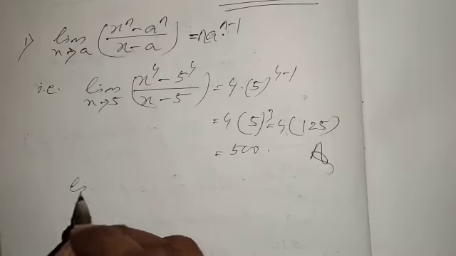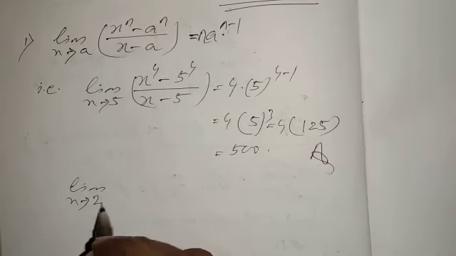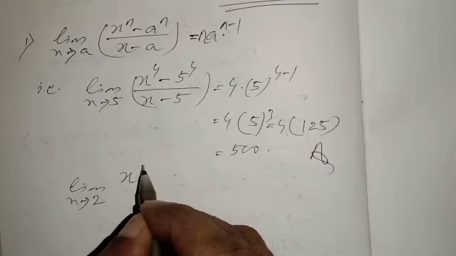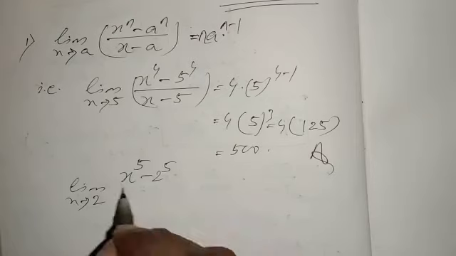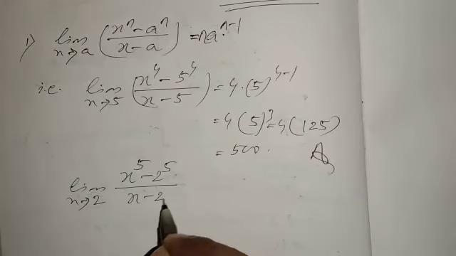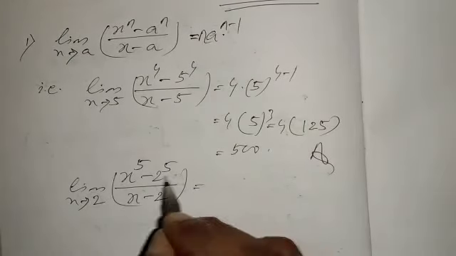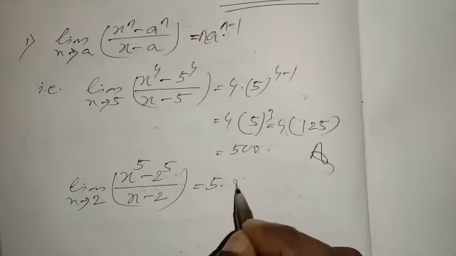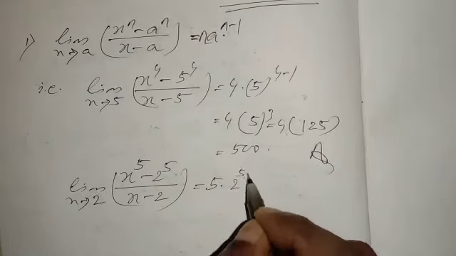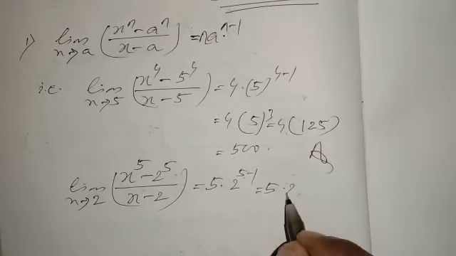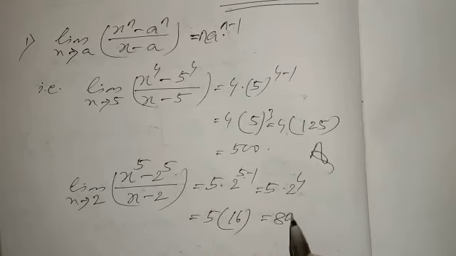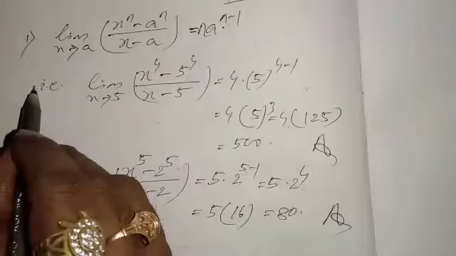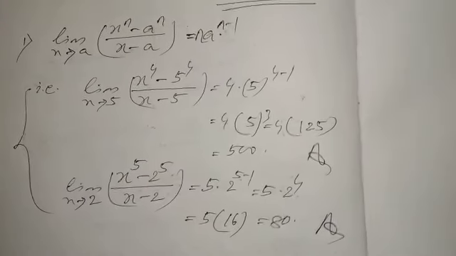Suppose limit x tends to 2, (x to the power 5 minus 2 to the power 5) by (x minus 2). The answer will be, n means here 5 into 2 to the power 5 minus 1, which is equal to 5 into 2 to the power 4, means 5 into 16. 5 times 16 is 80. I gave two examples of theorem number 1.